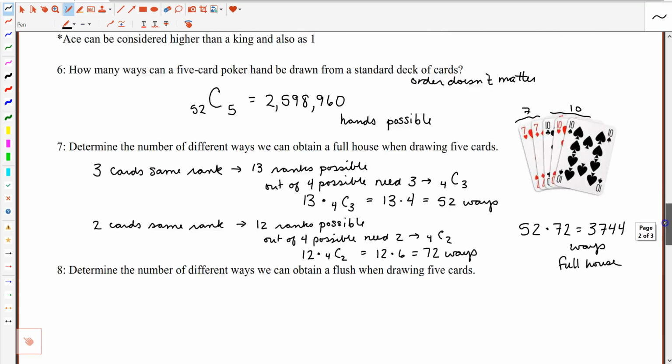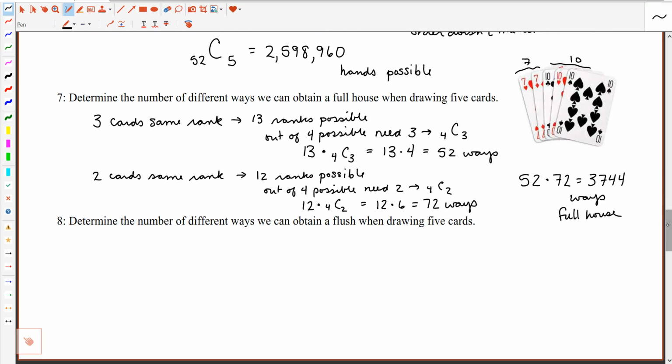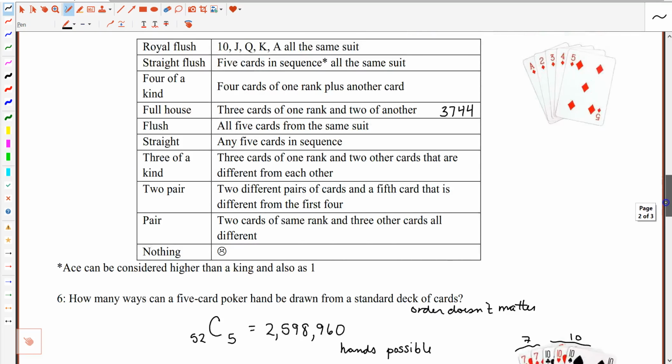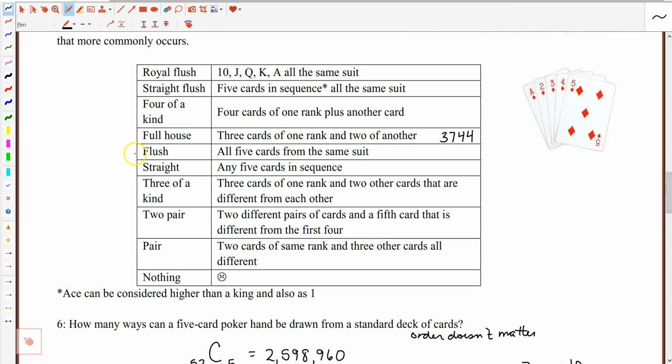Alright, now for the next question. Determine the number of different ways that we can obtain a flush when drawing 5 cards. So for a flush, we are specifically looking at this case. All 5 cards are from the same suit. There are very special flushes, a royal flush and a straight flush, but we don't want to count those. We just want all 5 cards being from the same suit.